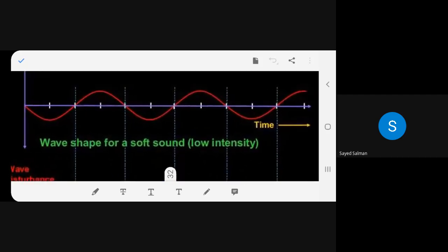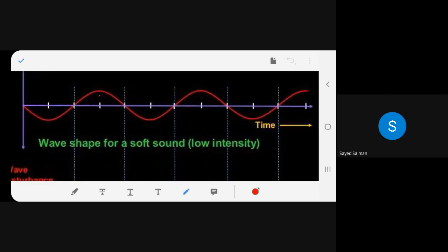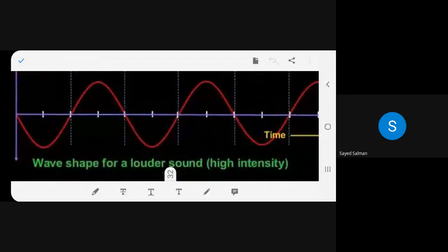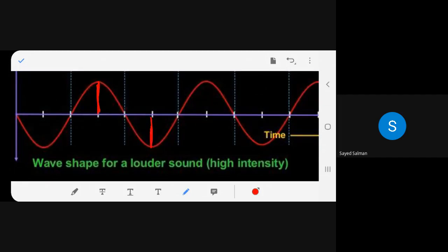Now see amplitude. Small amplitude, beta. Can you see this? So it is a soft sound. What sound is it? Soft sound. Low intensity. Now look over here. It is high. Can you see this big one? Yes or no? It is a louder sound. High intensity. Got the difference?